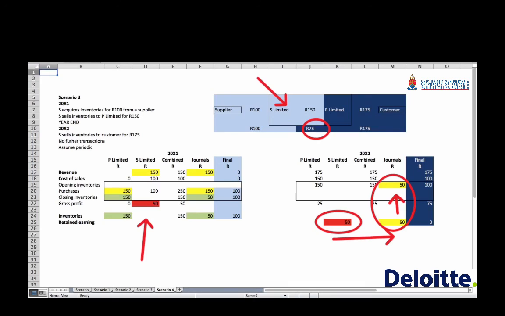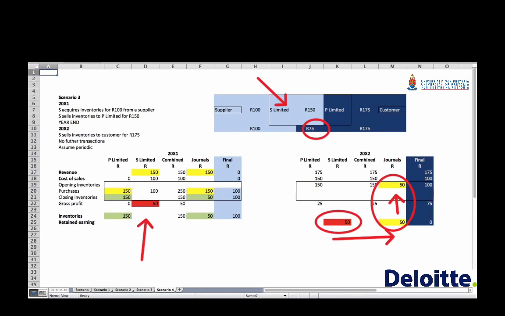It's very important in understanding inventories that you know what happened in the individual books. You know what your target is, where you want to get to in the final consolidation. And from there on, it is quite simple to work out your consolidation journal entries.